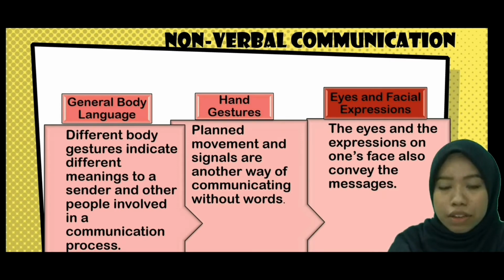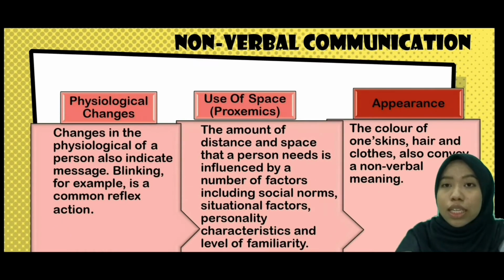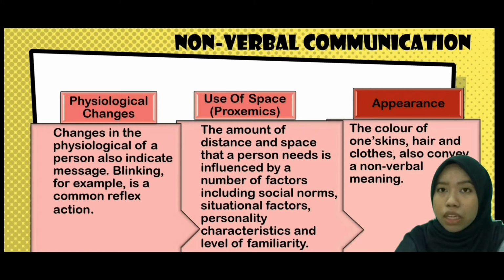Next, eyes and facial expression. The face also conveys the message. Next slide, for psychological changes, the psychological state of a person also indicates a message. Blinking, for example, is a common reflex action. Next, use of space, which is proxemics. The amount of distance space that a person needs is influenced by a number of factors, including social norms, situational factors, personality characteristics, and level of familiarity.